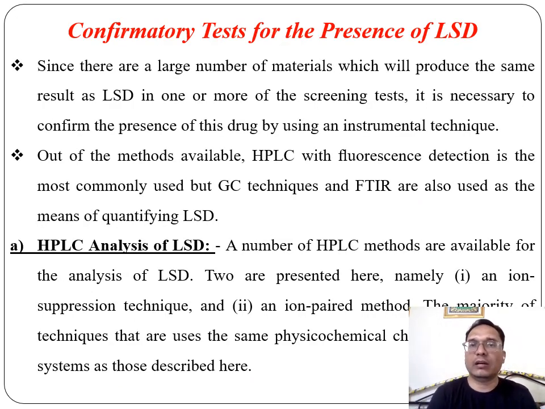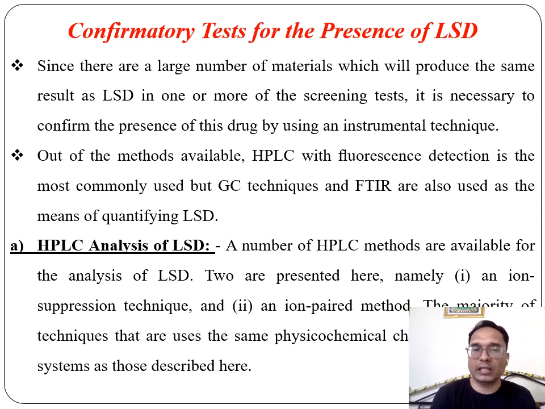The confirmatory test for the presence of LSD can be carried out by any sophisticated instrumental technique. Since there are a large number of materials which will produce the same results as LSD in one or more of the screening tests, it is necessary to confirm the presence of this drug by using an instrumental technique. Out of the methods available, HPLC with fluorescence detection is the most commonly used, but the gas chromatography technique and FTIR are also used as a means of quantifying LSD.